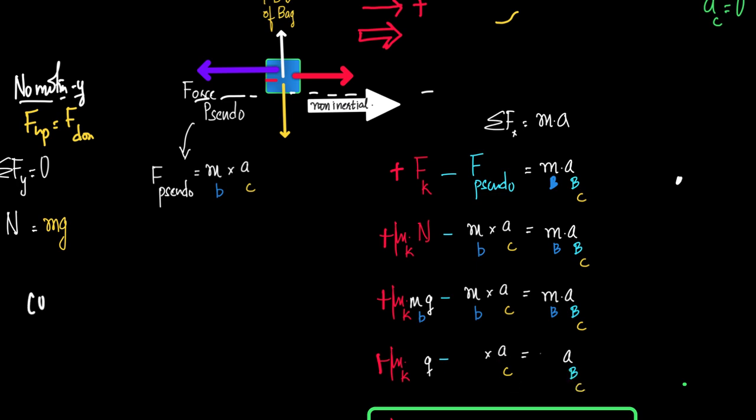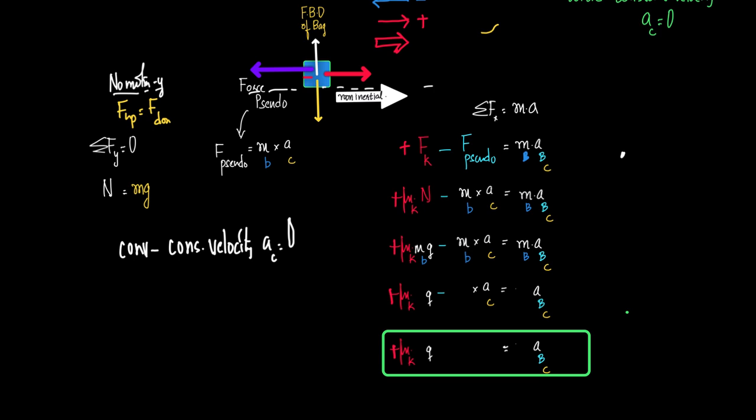See, the conveyor is moving with a constant velocity, and therefore the acceleration of the conveyor is equal to 0. And since the acceleration of the conveyor is equal to 0, this equation summarizes to acceleration of bag with respect to conveyor as mu k into g.